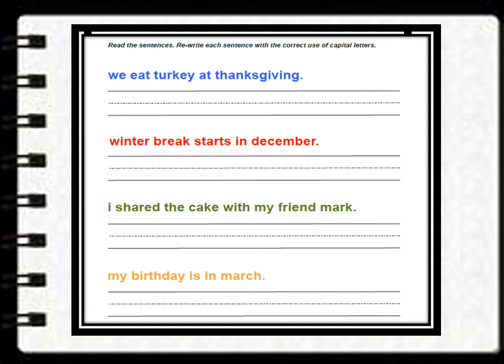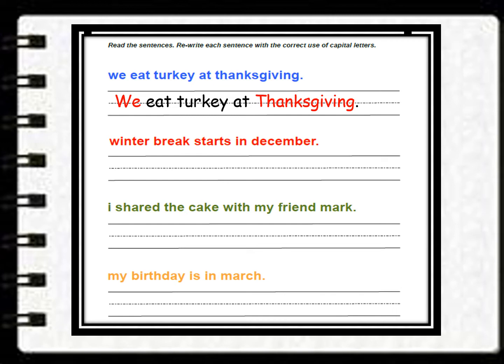Sentence number 1. We eat turkey at Thanksgiving. Next, winter break starts in December. Next, I shared the cake with my friend and Mark. Next, my birthday is in March. How are you going to write these sentences? Here's the answer.